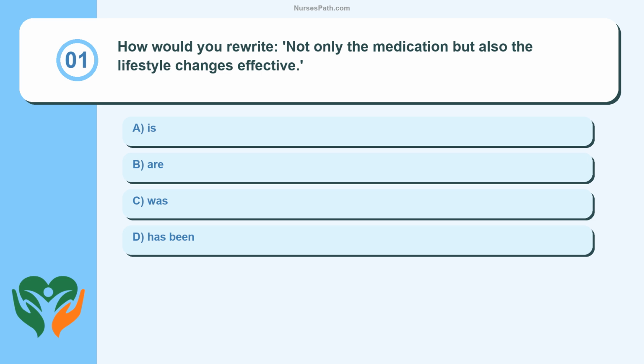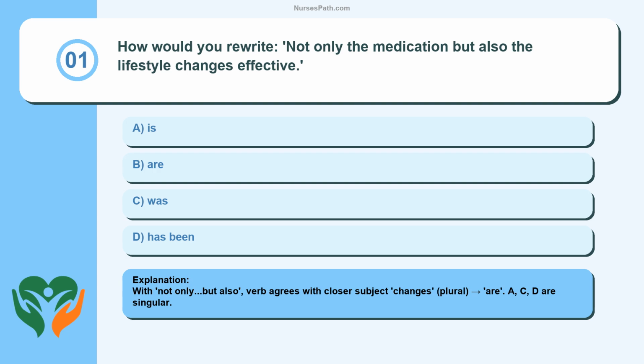Question 1. How would you rewrite: not only the medication but also the lifestyle changes ___ effective? Is, are, was, has been. With not only, but also, the verb agrees with the closer subject, which is plural, so are. A, C, D are singular.